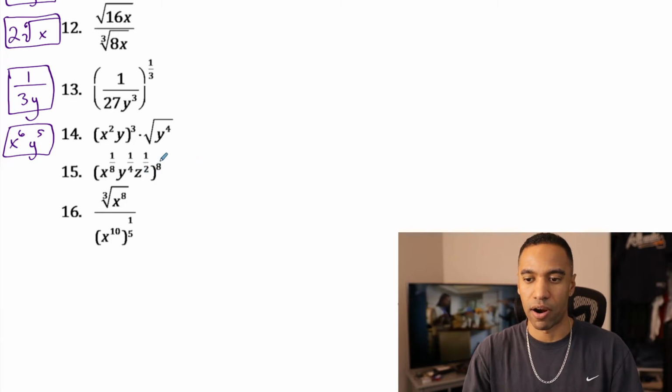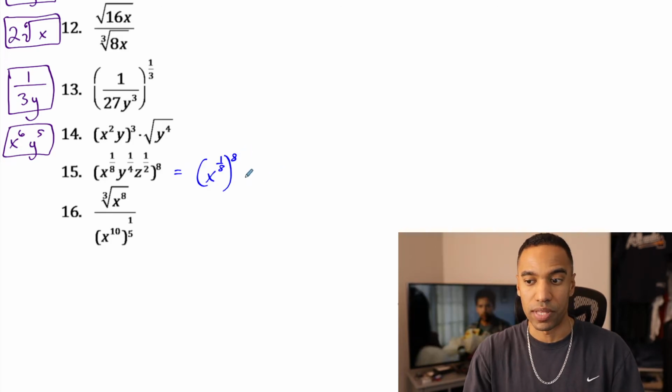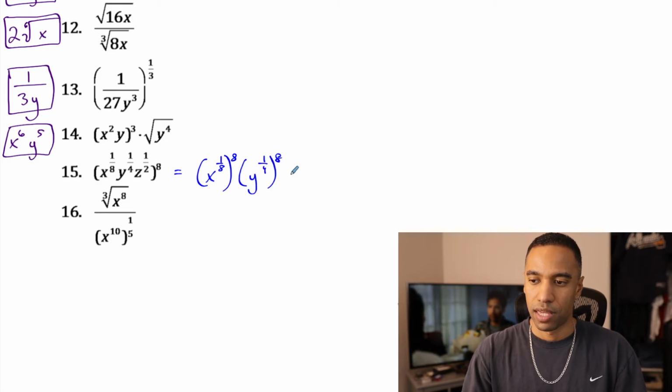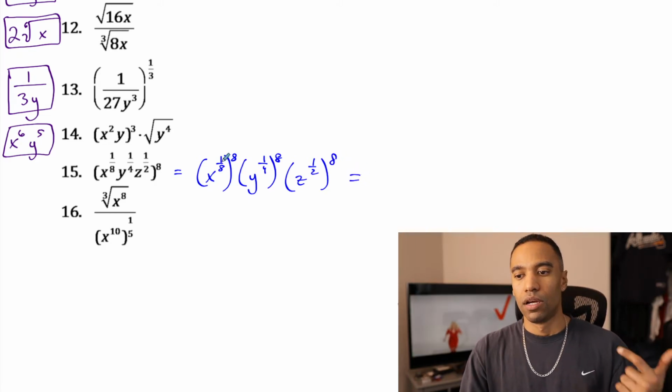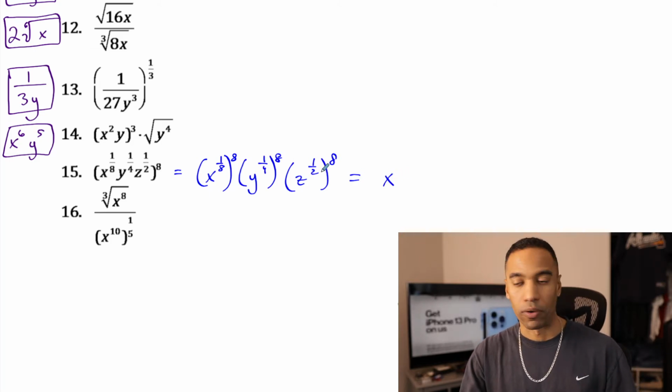So x to the 1/8 times y to the 4th to the 1/4 times z to the 1/2 all raised to the 8th power means you are going to be doing 8 with all those. So that is x to the 1/8 to the 8th. And then y to the 1/4 to the 8th. And then z to the 1/2 to the 8th. 1/8 times 8 is 8 divided by 8. That's 1. So you just get x to the first power, or x.